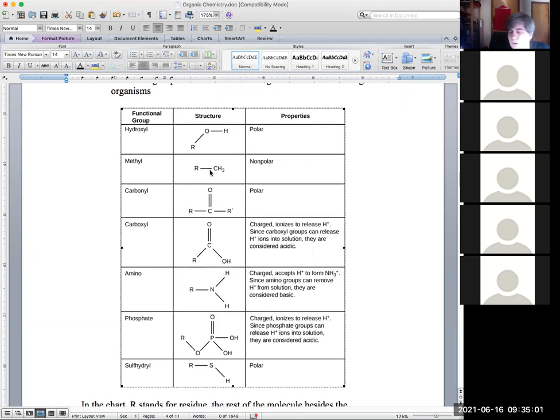If we have a methyl group, R is, again, the rest of the molecule. And then it's a carbon, and this is CH3, but that really means this carbon has 3 single bonds to 3 hydrogen atoms. Well, remember the bond between carbon and hydrogen is nonpolar. So this is going to make this part of the molecule nonpolar. So if we have a part of the molecule where we just see carbon and hydrogen, it's not going to mix with water very well.